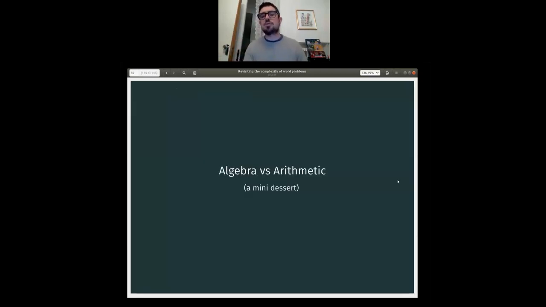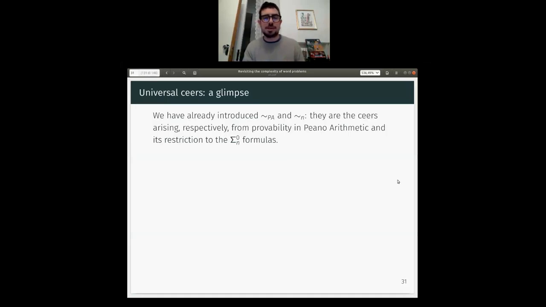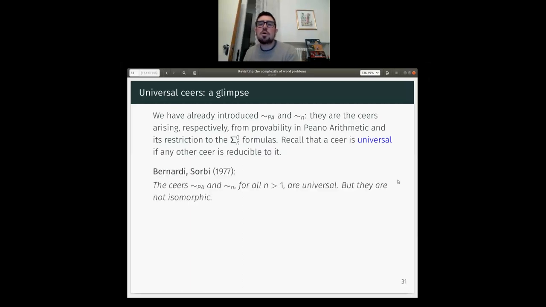So a few things about this kind of relation between algebra and arithmetic. I have already introduced the relation of provable equivalence in Peano arithmetic and its restriction to the Sigma n formulas. Now, what is interesting is this result by Bernardi and Montagna from the 70s. They proved that these theories are universal. So in particular, provable equivalence in Peano arithmetic has so much information in it that any such theory is reducible to it, but they are not isomorphic under the definition of isomorphism that I gave you.